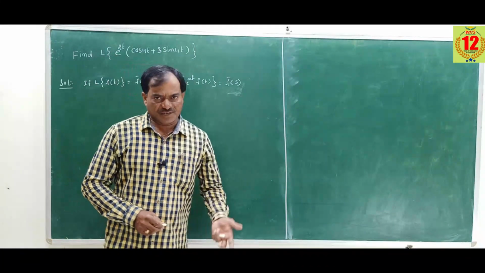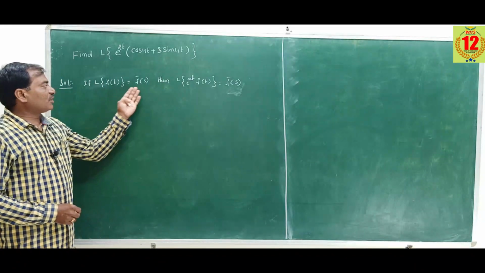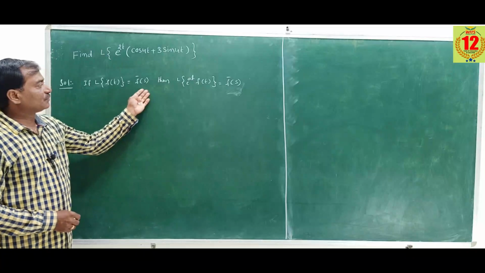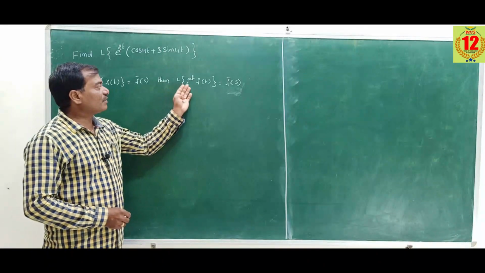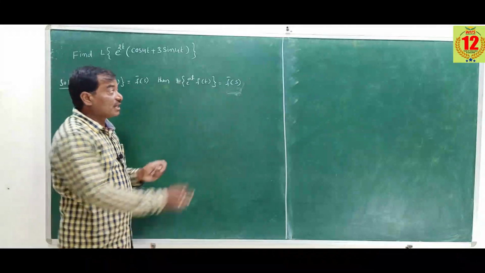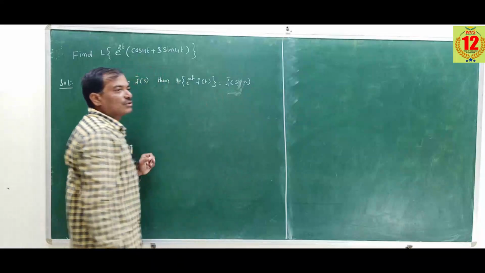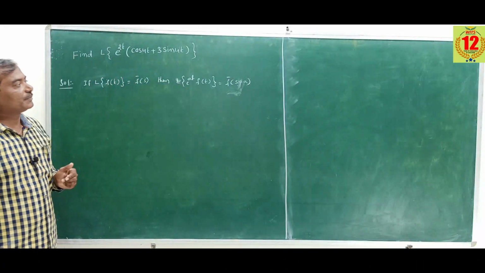So what is the first shifting property? If the Laplace transform of f of t equals f bar of s, then the Laplace transform of e power at f of t equals f bar of s minus a. This is called the first shifting property.